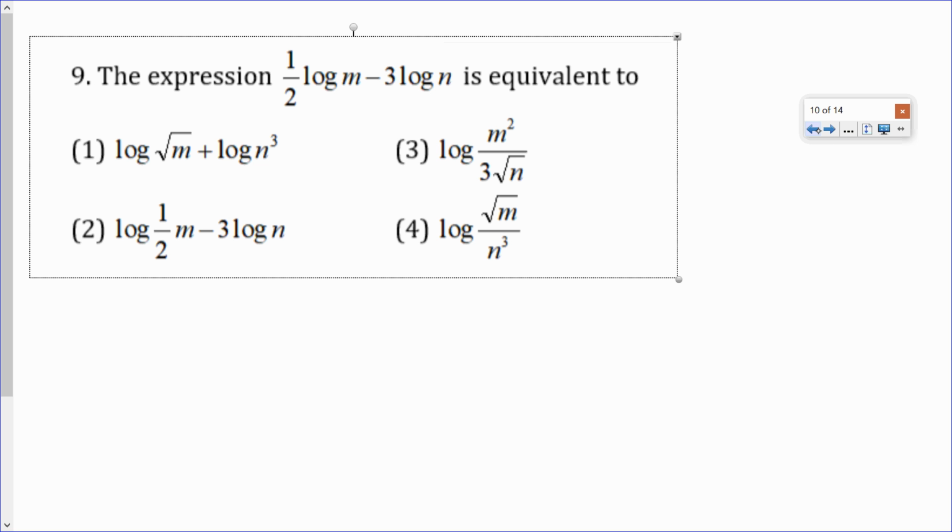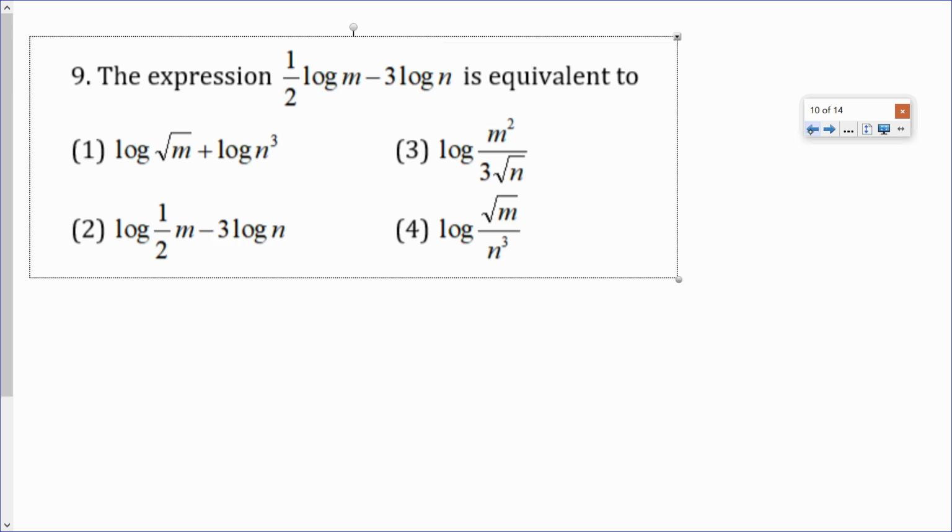Let's take a look at these multiple choice ones now. You know what? Why don't you try number 9 on your own? So please pause it, try number 9 on your own, and then we'll go over it.